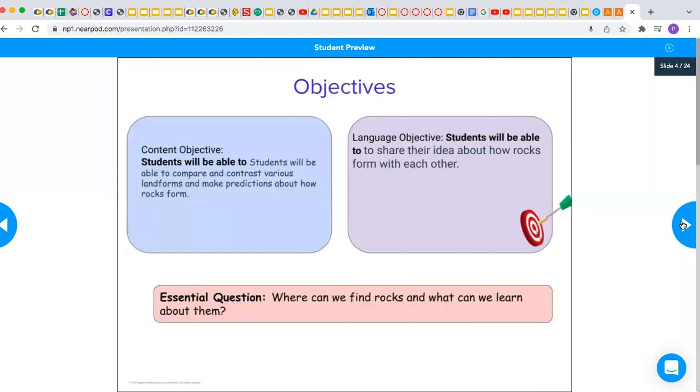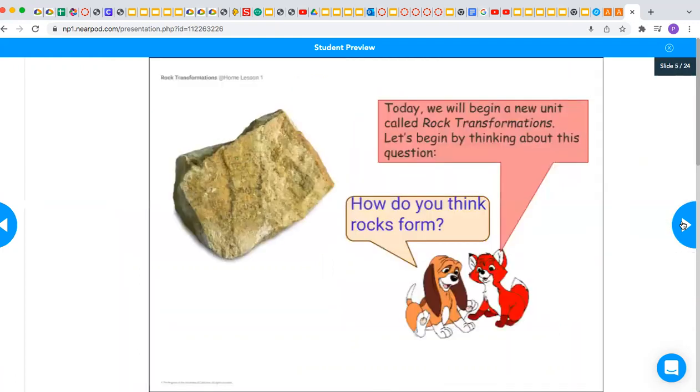For the lesson, the question that we're really thinking about is: where can we find rocks and what can we learn about them? In this lesson, you're going to be able to compare and contrast various landforms and make predictions about how rocks are formed. You also want to be able to share your ideas of how rocks form with each other in collaborate boards or through the discussions, as well as with yourself and your family. You can talk with your family when you share as well.